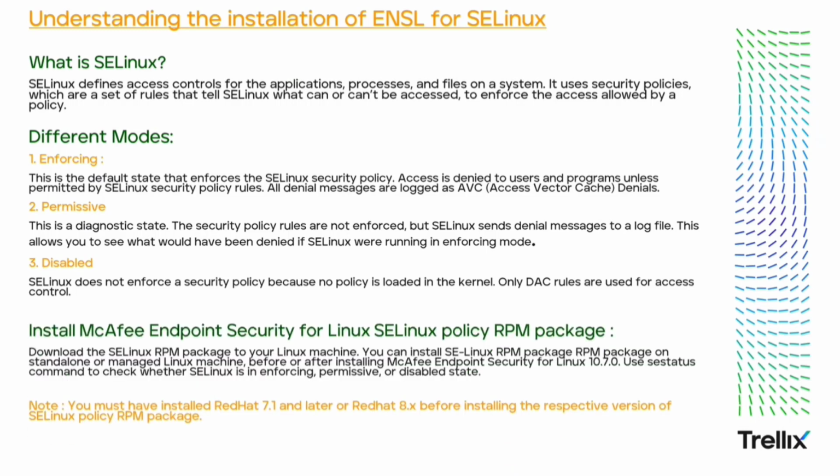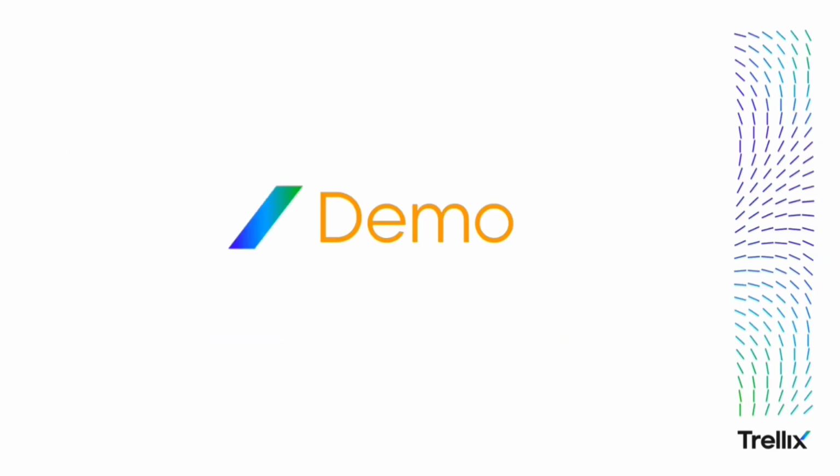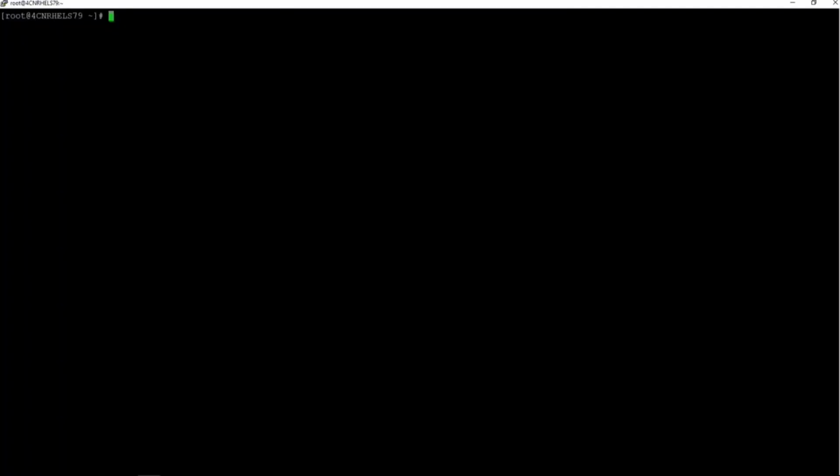ENSL, also being an application, can support SELinux policy, and we do have an outlined procedure for the same. In order to configure these policies, we must have RHEL 7.1 and later or RHEL 8.x and before. Let's take a look at the demo to see how these policies can be configured. This is a RHEL 7.9 machine where we have already pushed ENSL from ePO. Let's validate the product version.